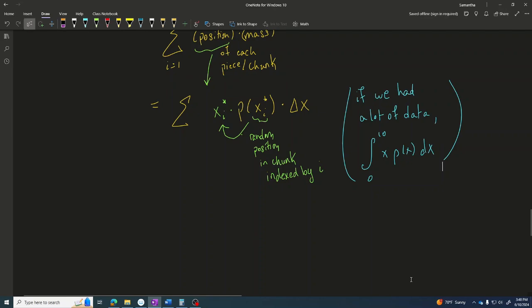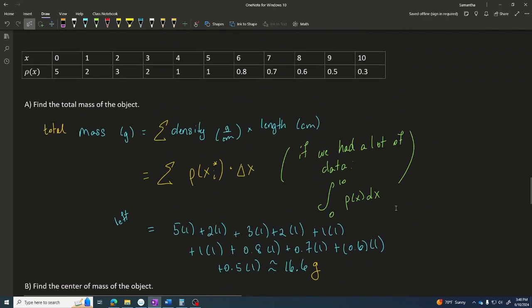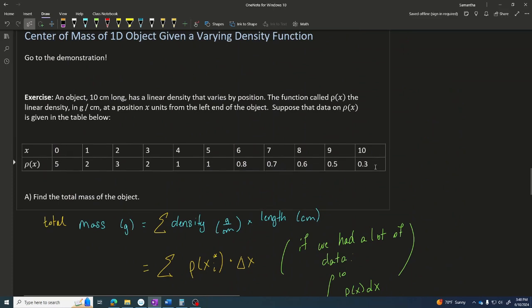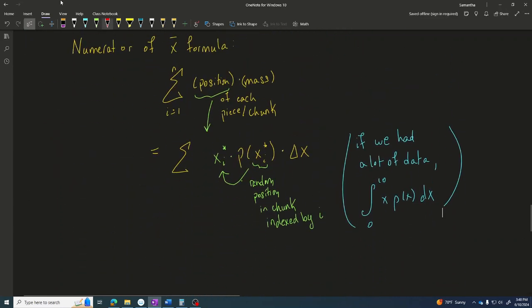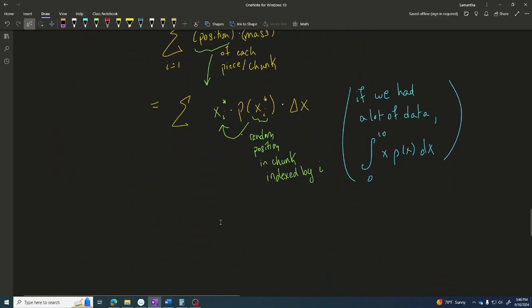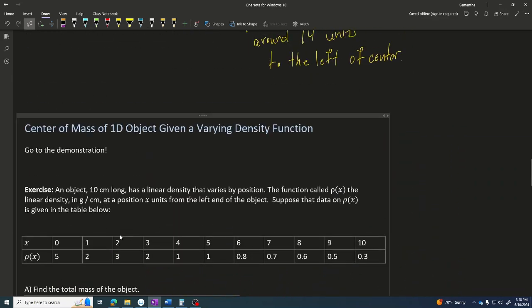Unfortunately, here we do not have a lot of data. We have a rather small amount of data as given by this table. So we are only able to estimate the value of this numerator, give a pretty rough estimate using the table that we have.